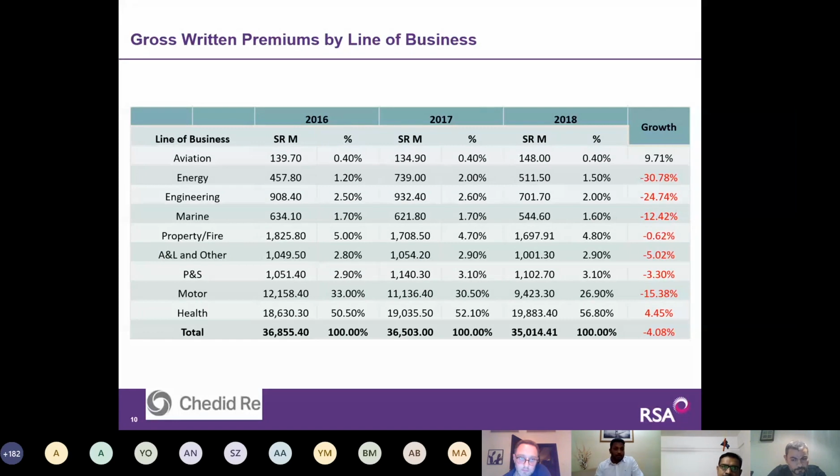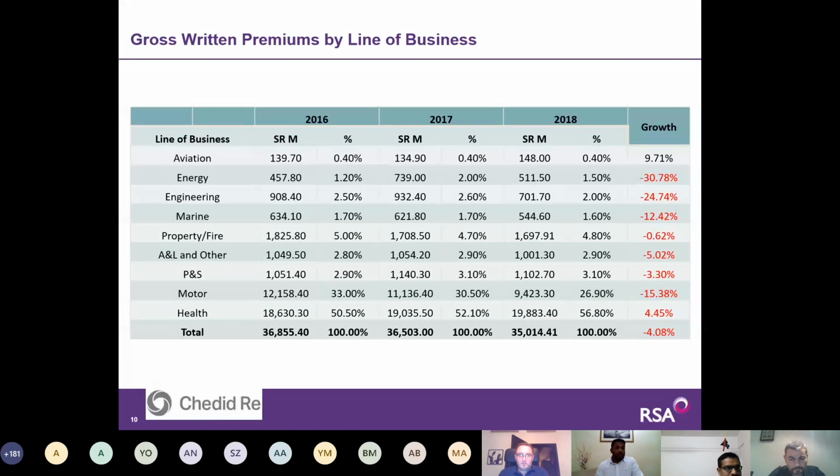And marine, 634.1 million, which is 1.7% of the gross written premium in 2016, 621.8 million in 2017, which is 1.7% of the gross written premium in 2017, and 544.6 million, which is 1.6% of the gross written premium in 2018. And it also shows a negative growth of 12.42%.